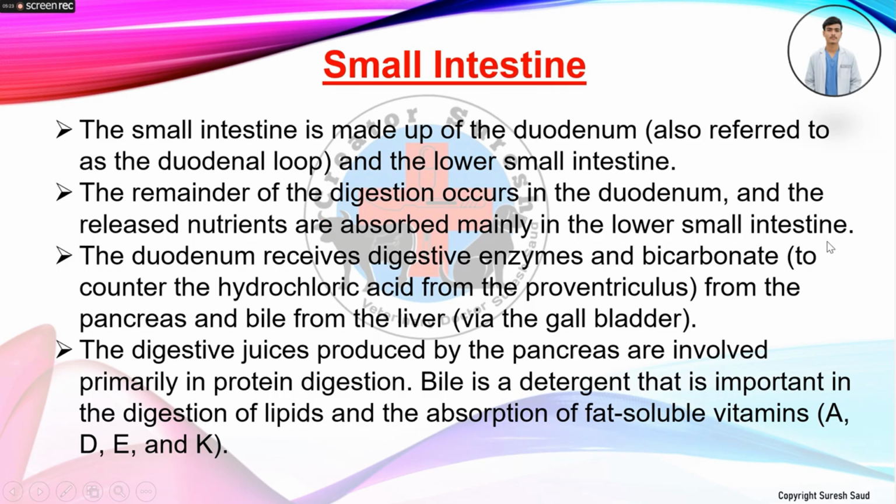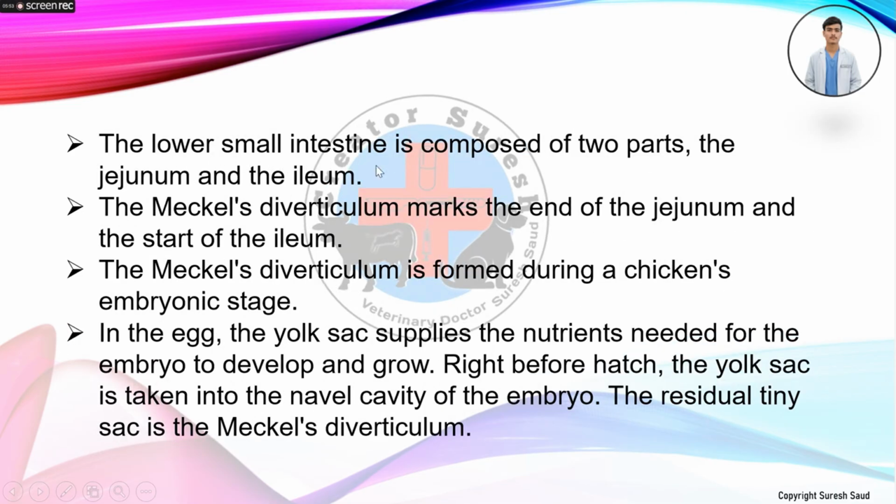The duodenum receives digestive enzymes and bicarbonate, to counter the hydrochloric acid from the proventriculus, from the pancreas and bile from the liver, via the gallbladder. The digestive juices produced by the pancreas are involved primarily in protein digestion. Bile is a detergent that is important in the digestion of lipids and the absorption of fat-soluble vitamins A, D, E, and K. The lower small intestine is composed of two parts, the jejunum and the ileum.